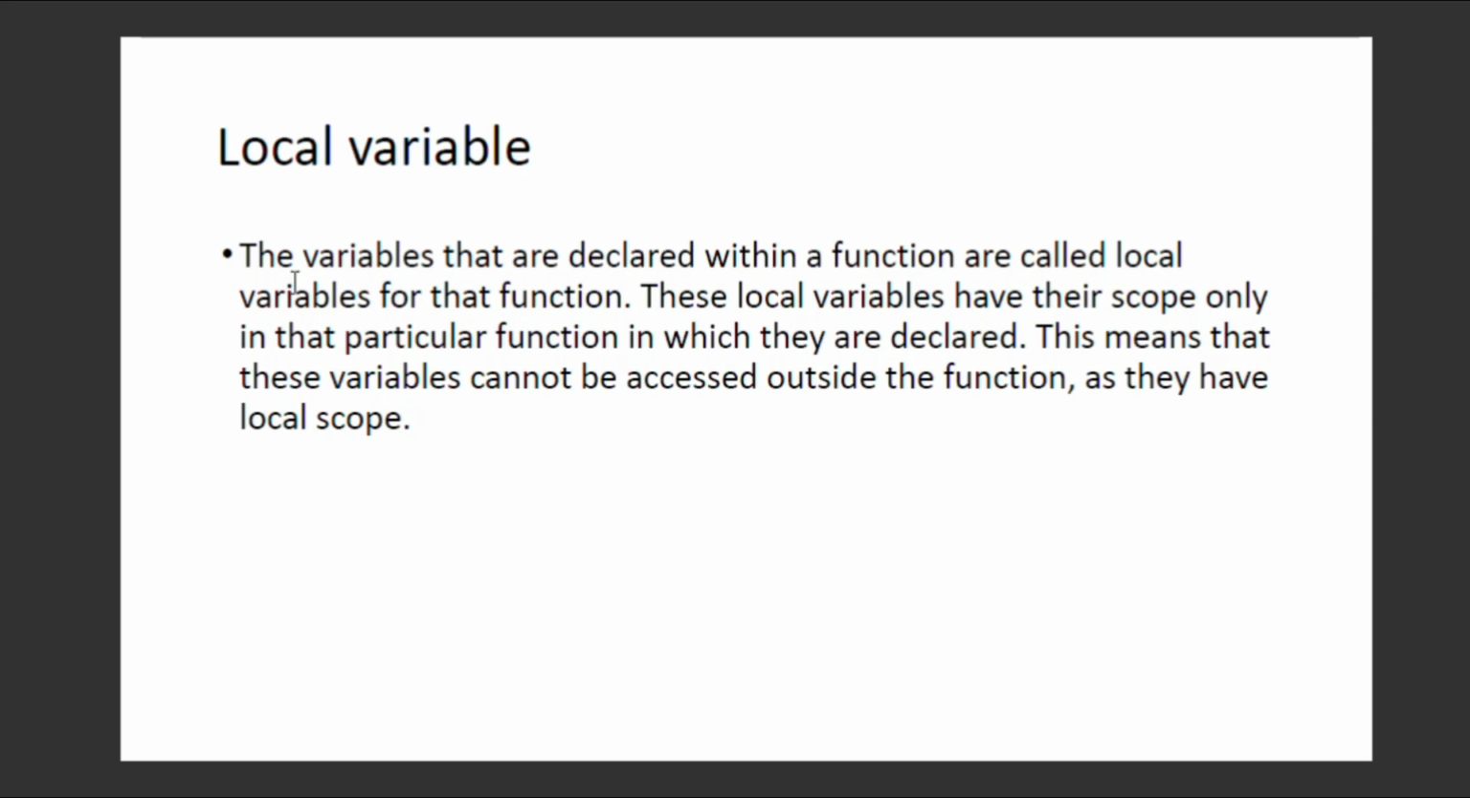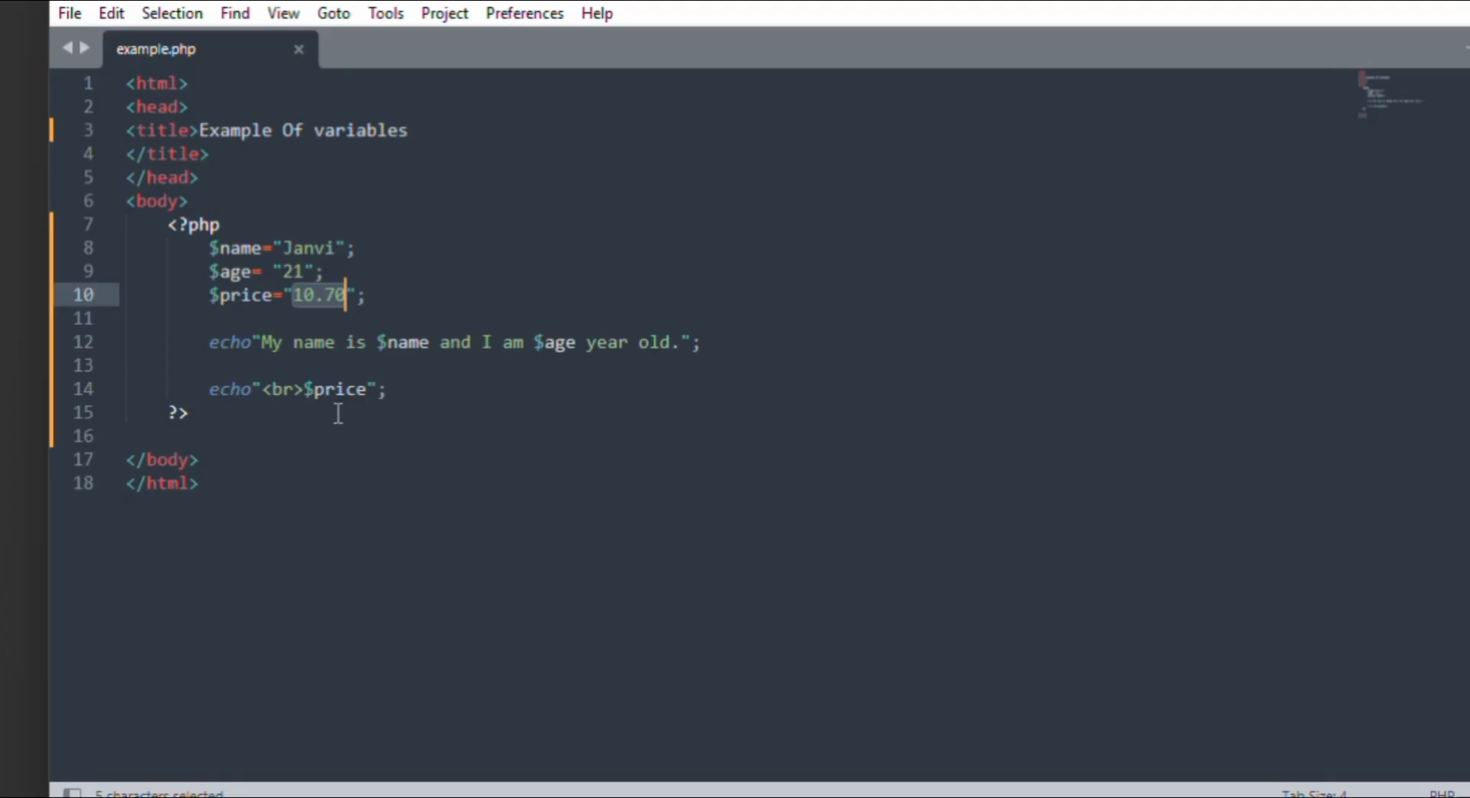Local variable. The variables that are declared within a function are called the local variables for that function. These local variables have their scope only in that particular function in which they are declared. This means that these variables cannot be accessed outside the function as they have local scope. Now I will explain the actual program.